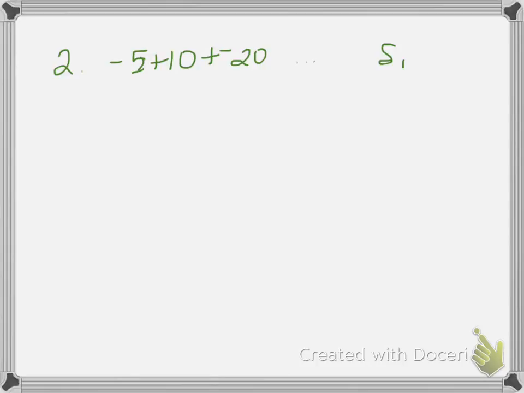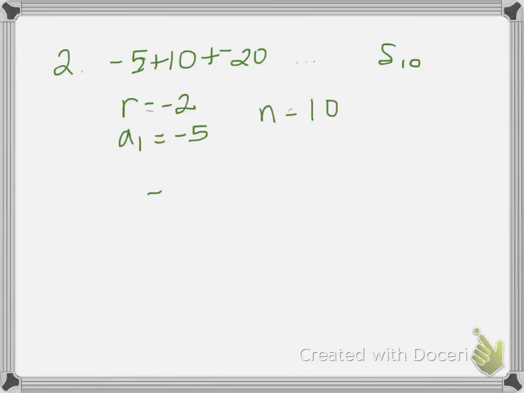You could have plus negative there or minus 20, however you want to write it. Alright, I know it's a geometric because it looks like I'm multiplying by 2, but the signs are changing, so my R is negative 2. I know that A1 is negative 5. I'm trying to find it up to the 10th term, so that means N is 10.